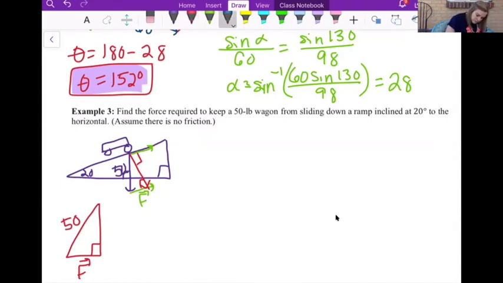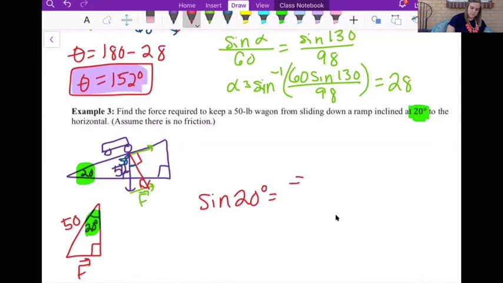So if we do a little looking, if this is 20 degrees, that means this angle has to be 50 degrees, which means this angle also has to be 20 degrees. So anytime that you have these problems with a force or a ramp with so many degrees, the angle that it gives you in the problem is going to be the angle that you use in your right triangle.